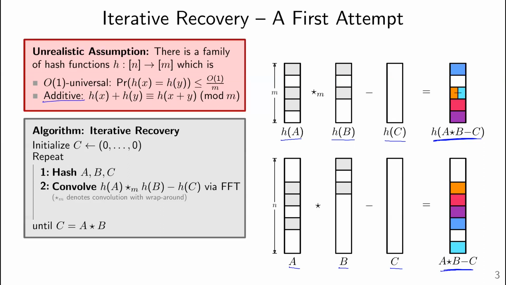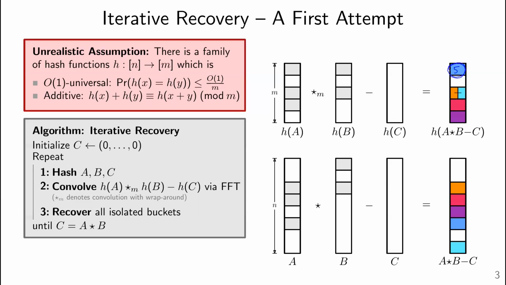Okay, so what we've done with steps 1 and 2 is we have computed a vector h of a star b minus c, which we will now use to recover the target vector. And how does the recovery work? I claim that we can recover all isolated buckets. By isolated, I mean a bucket which did not suffer from a collision. For instance, this blue bucket here is isolated. Say it contains an entry, 5.